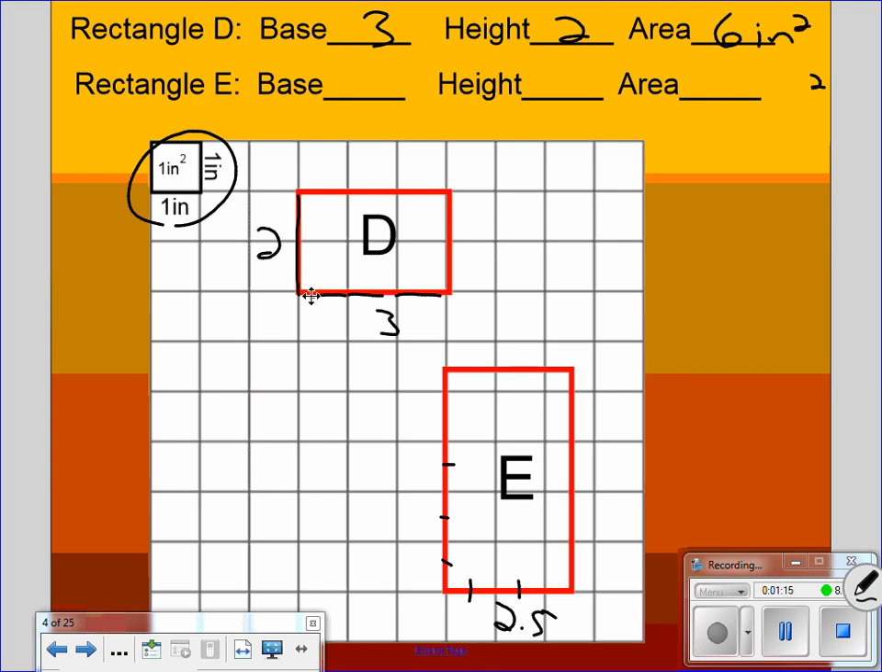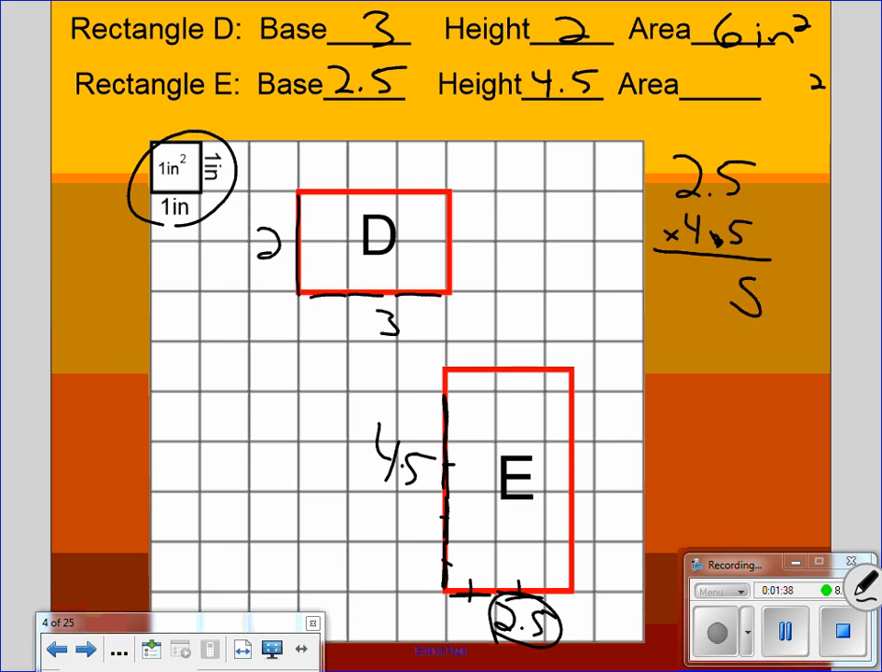Look at E here. We have 1, 2, 2.5, so 2.5. 1, 2, 3, 4, 4.5. So we have 2.5 here. We have 4.5 here. 2.5 times 4.5 equals what? 5 times 5 is 25. 5 times 2 is 10. Plus 2 is 12.